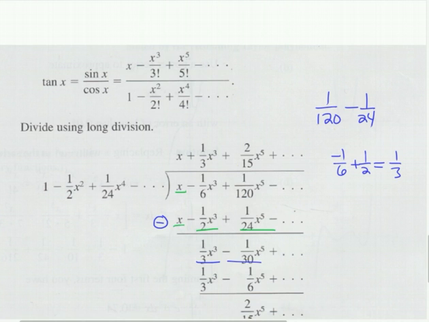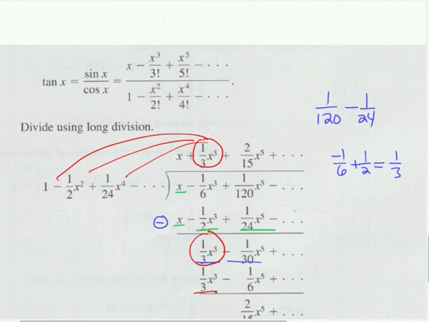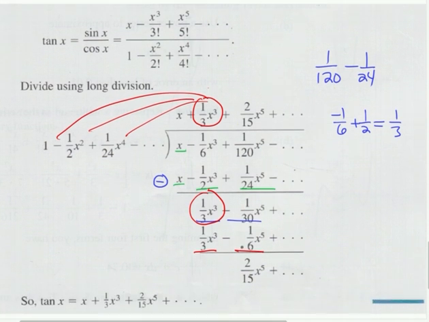And then you repeat. You come over here and you say, okay, now I'm going to go 1 times what gives me this guy? Well, that's going to be this guy. And you take this and you multiply it back through. So that times that is this. That times that is negative 1/6 x to the 5th. There we go, and you can see where this is going.